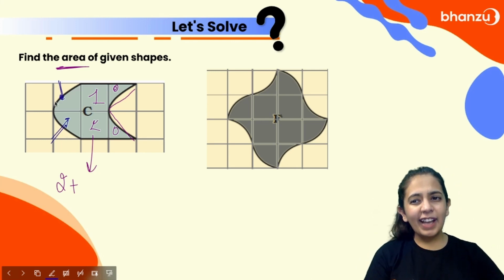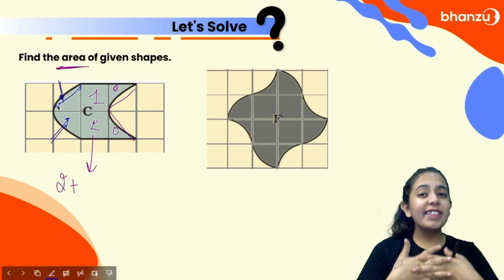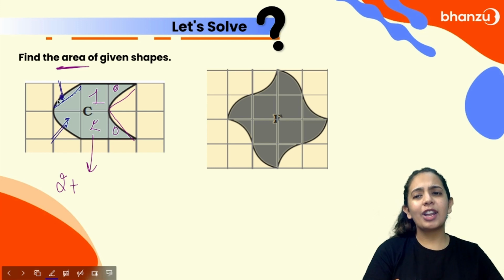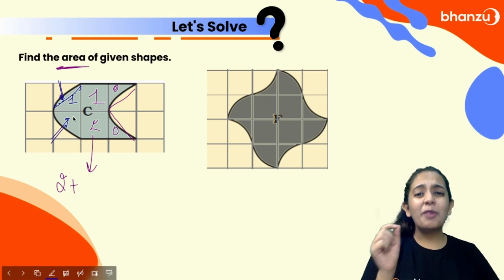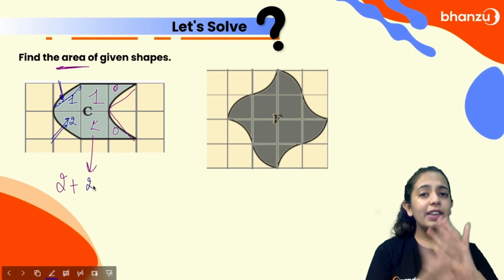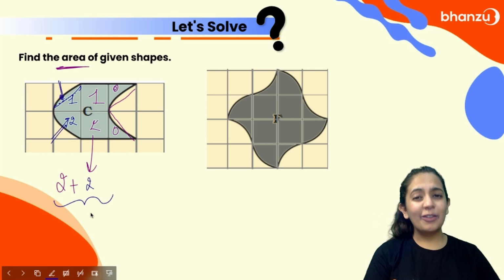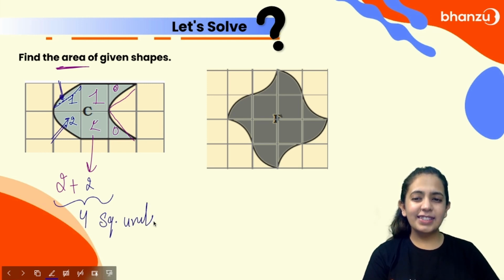Did you say more than half? Okay, let's check. Yes, because it is occupying more than half of the square box, we are going to take them as 1 box only. So this is 1, this is another one. So there are 2. So we have completed this entire shape. Okay, so therefore the total area is 4 square units.